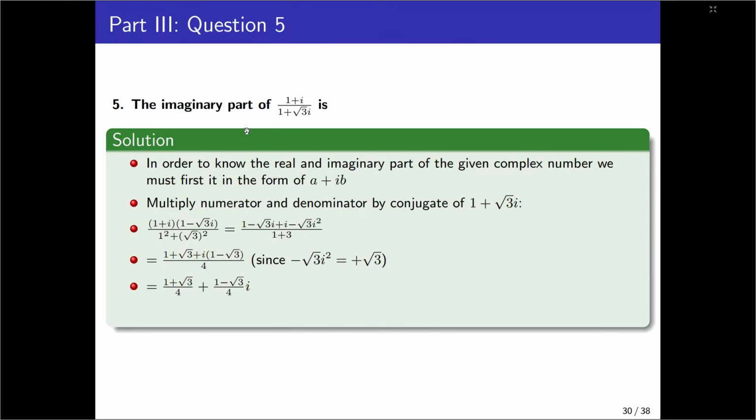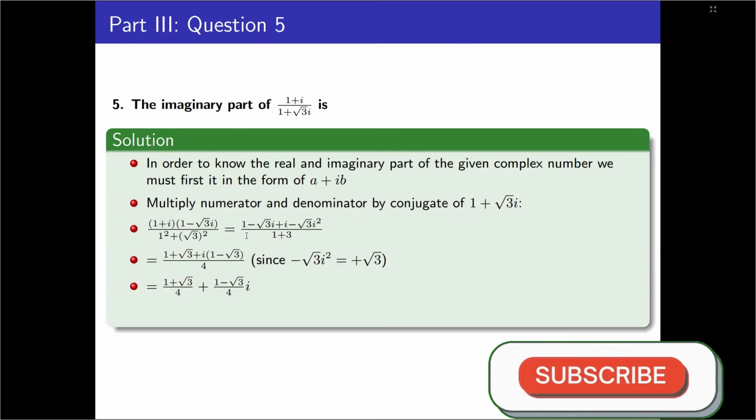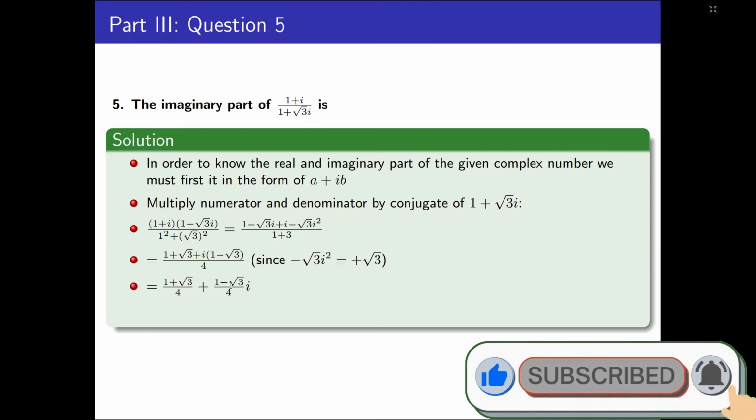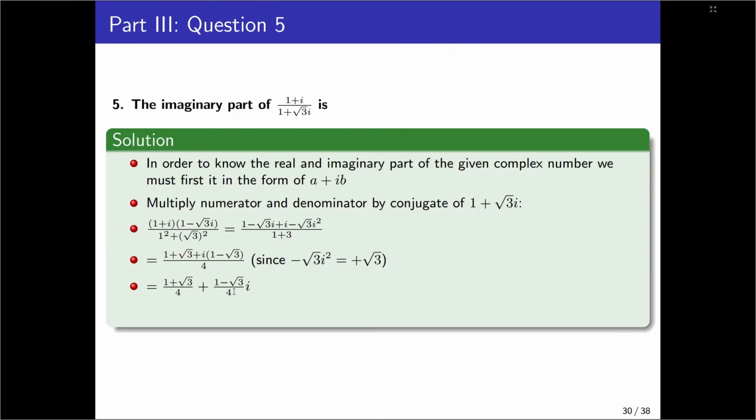Then the simplified form will be (1 plus radical 3) over 4 plus (1 minus radical 3) over 4 times i. Therefore, the imaginary part of this complex number is (1 minus radical 3) over 4, which is the coefficient of the imaginary unit i.